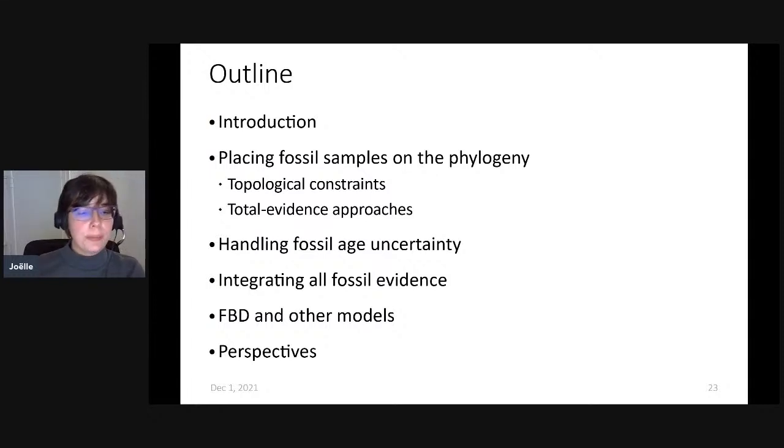And now I'm going to talk about integrating all fossil evidence into the FBD process. And that's quite an interesting topic as well, because it's one of the original promises, I suppose, of the FBD process, that unlike using node calibrations that made use of only the oldest fossil in a particular clade, the FBD process would allow you to account for all the fossils in your data set. And that's been obviously partially realized, but there are still limits to how much fossil evidence can be integrated in the FBD process.